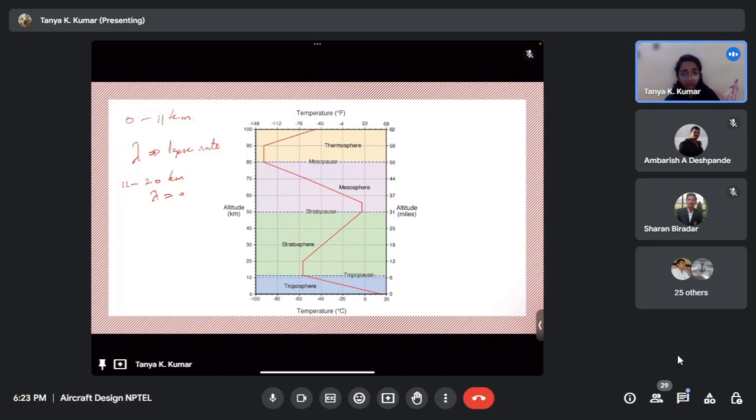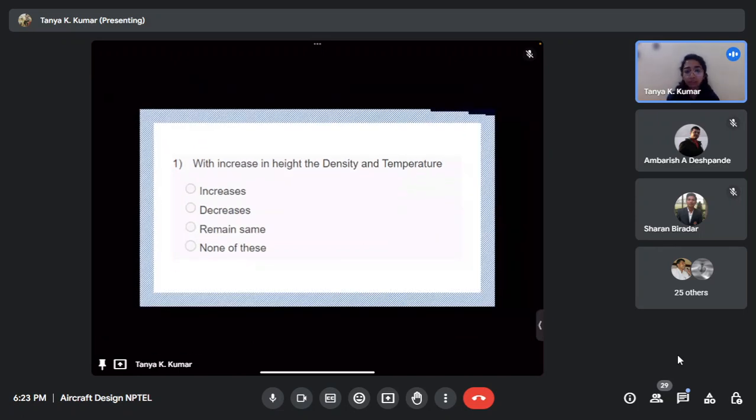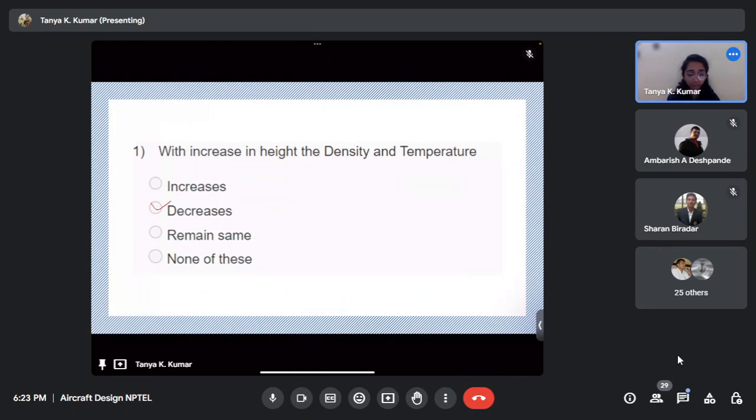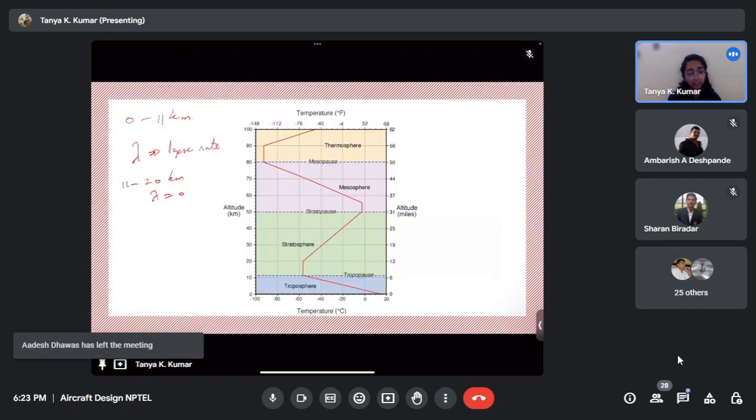Okay, so it reduces. And then so on and so forth, depending on the graph, the lapse rate becomes either positive, constant, or 0. But you must remember the model, at least till the stratospheric range. That's still about 50 kilometers. Just know the general variation. Okay, so yes, you are right. For the question, with the increase in height, both the density and temperature decrease. All right. Let's go to the next question.